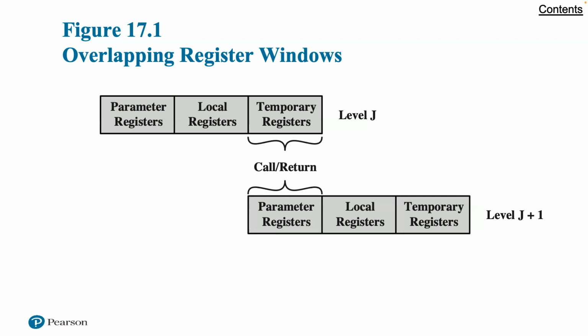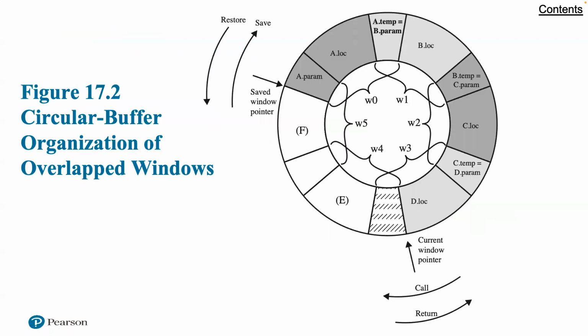Thus, the actual organization of the register file is a circular buffer of overlapping windows. Two notable examples of this approach are Sun's SPARC architecture described in 17.7, and we'll get to that shortly, and the IA64 architecture used in Intel's Itanium processor. So the circular organization is shown in figure 17.2, which we're showing on the display now, which depicts a circular buffer of 6 windows. The buffer is filled to a depth of 4.